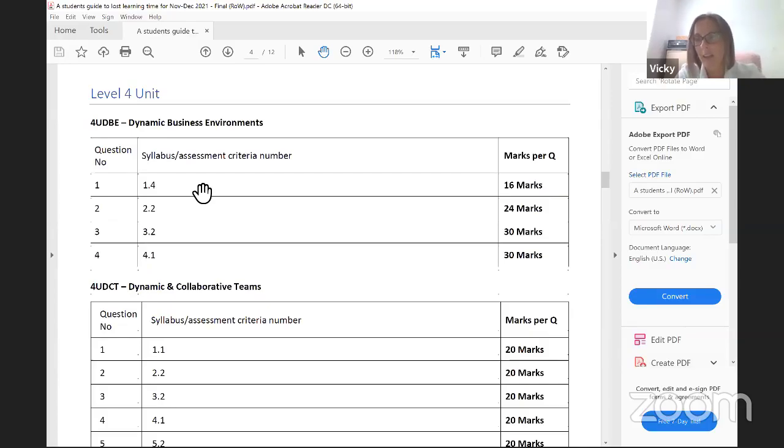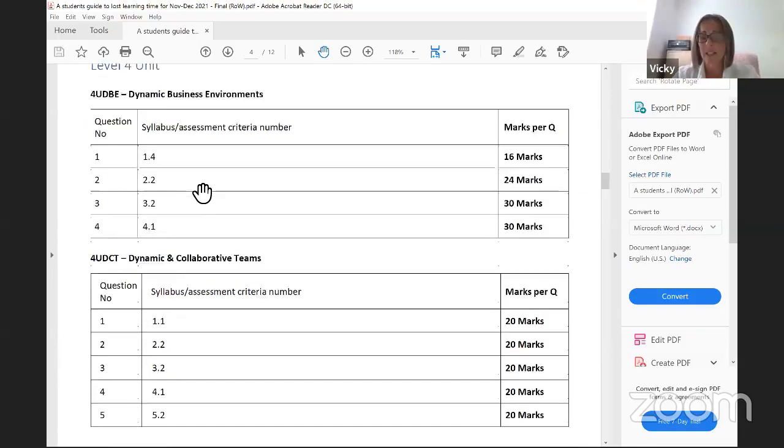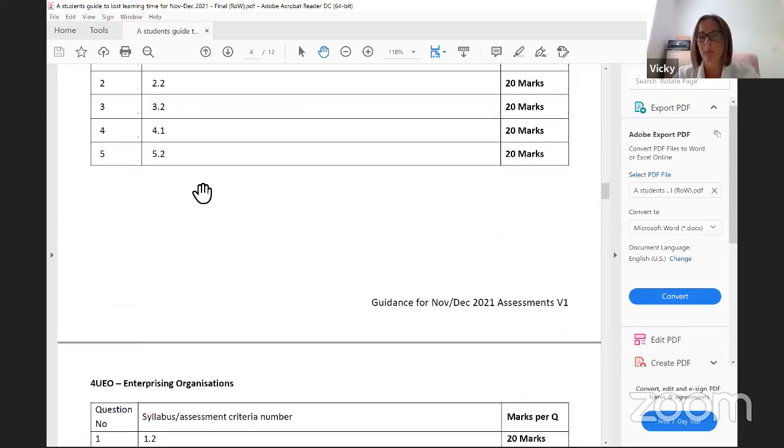Having said that, you do need to look at all of the assessment criteria in learning outcome 1, because there might be some interrelated criteria that might get you higher marks. So focus on 1.4, make sure you understand that, but look at the learning outcome as a whole as well. And really this guide just follows that format all the way through.